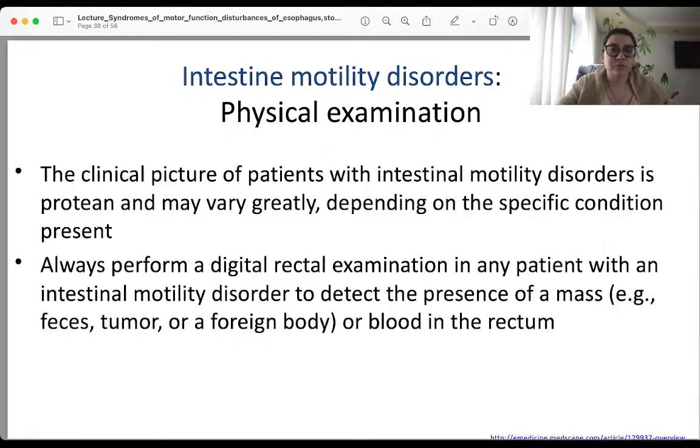Physical examination of a patient with intestinal motility disorders. The clinical picture of patients with intestinal motility disorders is protean and may vary greatly depending on the specific condition present. Always perform a digital rectal examination. It is very important for all GI patients, in any patient with an intestinal motility disorder, to detect the presence of a mass like feces, tumor or foreign body, or blood in the rectum.